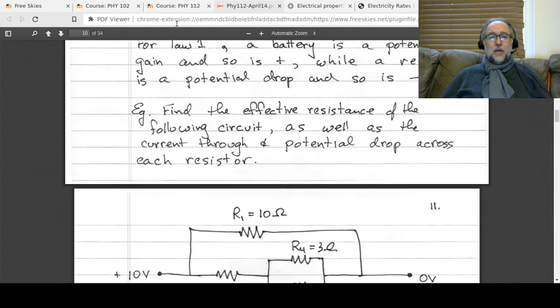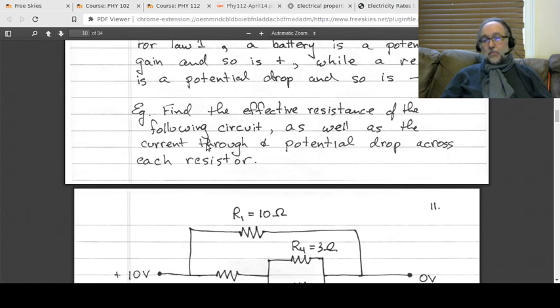Now we're ready for our first problem. There are a lot of steps to this problem. They're not hard, and I wanted to give you a lot of steps because I want to show you how, by thinking this through, you can just keep applying Ohm's law over and over again locally, and you're able to solve the problem.